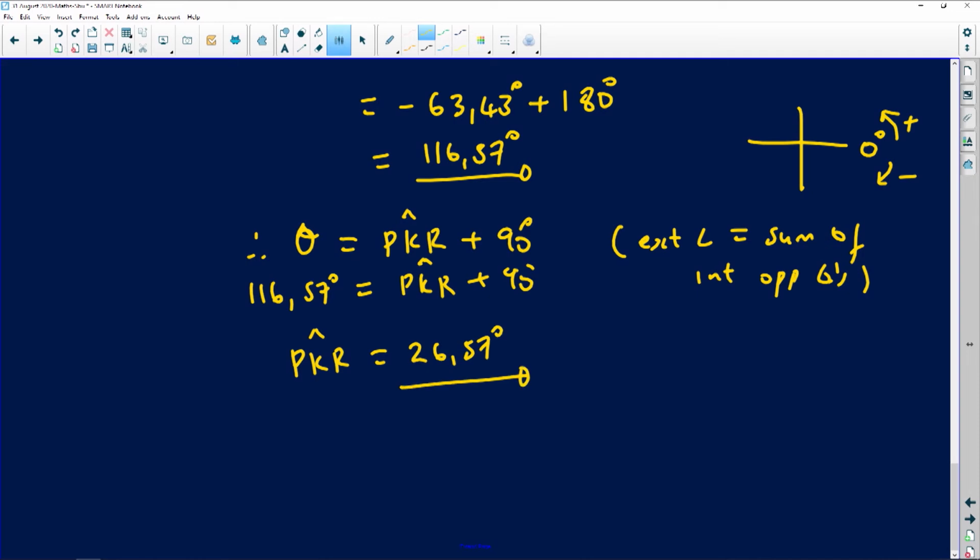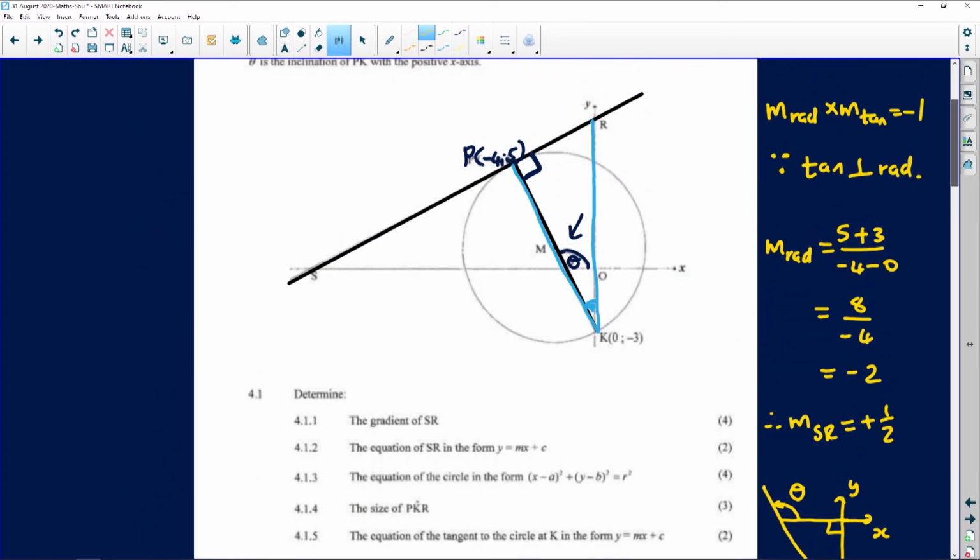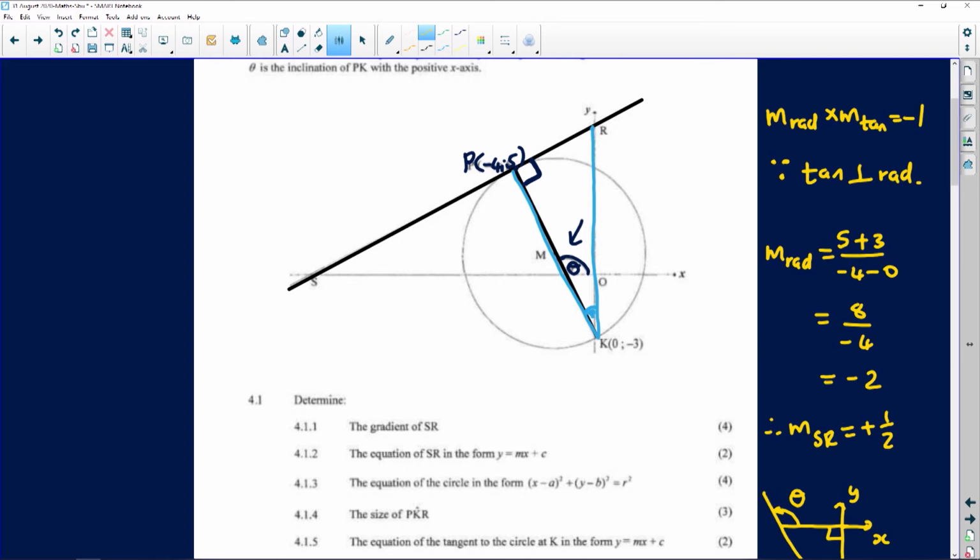Okay, fine. Right, now the next question says 4.5. We have to be quick now, fast. Find the equation of the tangent to the circle at K in the form y equals mx plus c. So we want to find the equation of the tangent that is going to pass at point K. We want the equation of the tangent at point K. There is no such line at the present moment in my drawing. Why? Because point K is a point right there at the bottom. There is no tangent at the moment.